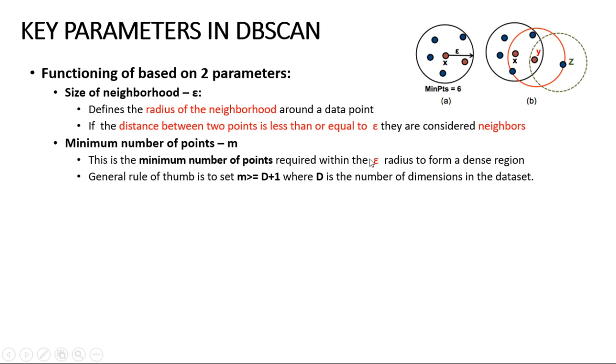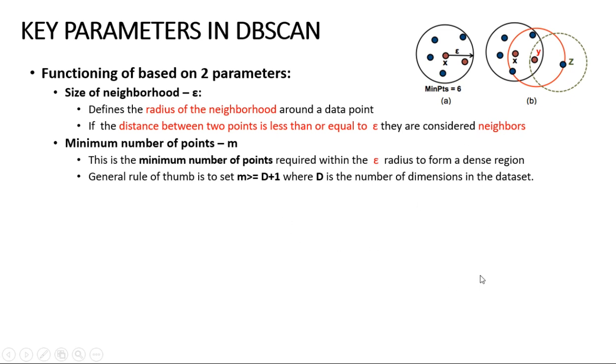Okay, and the second one is minimum number of points, right? In simple terms, M is basically going to tell how many data points minimum should be there within one cluster. So let's say I say here in this diagram minimum points is 6. So how many are there in this cluster? 1 2 3 4 5 6. I have 6, which is fine. In this cluster I have again 6. So minimum data points that you need to have within a cluster should be 6. So that is what M stands for. So basically this is the minimum number of points required within the epsilon radius, right? Because epsilon is the radius to form a dense region.